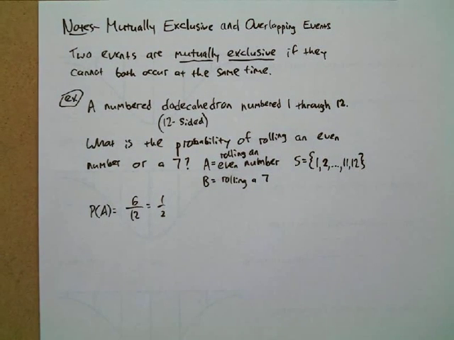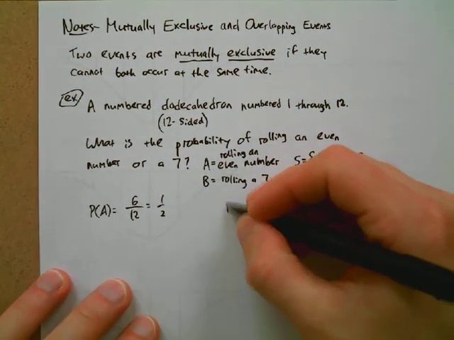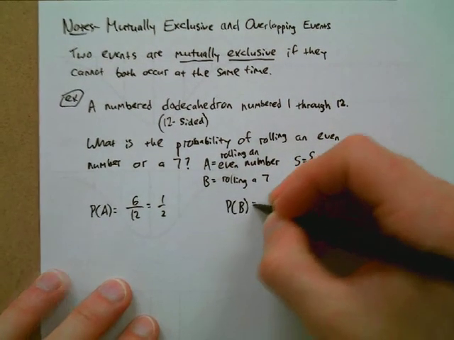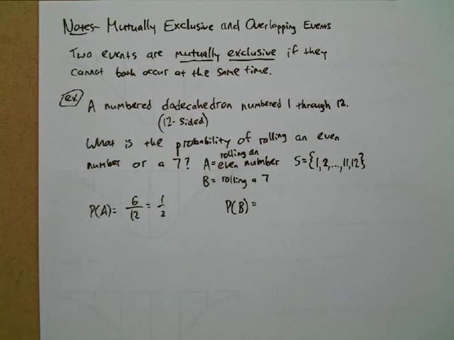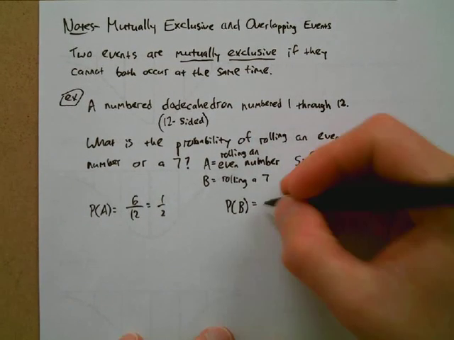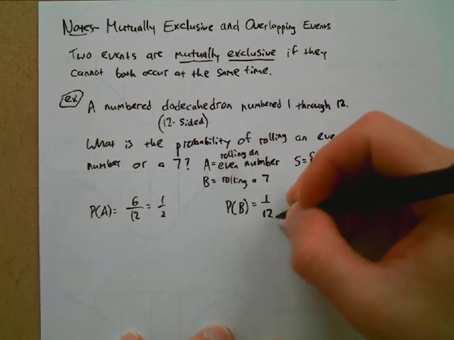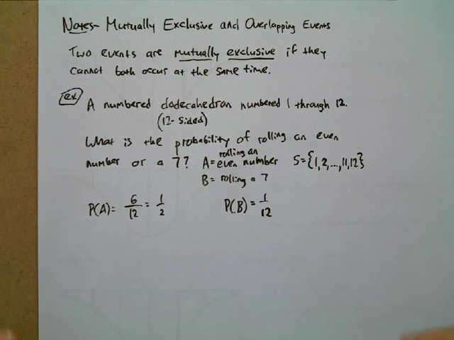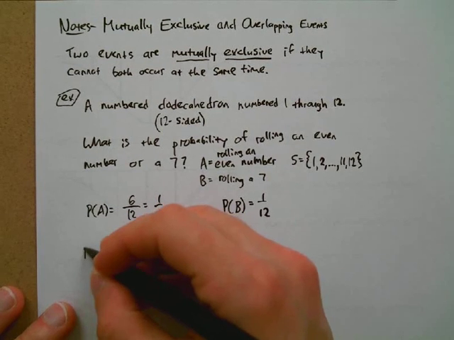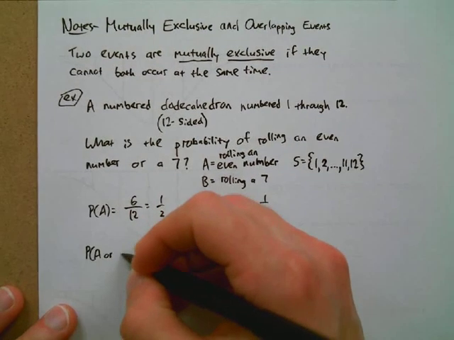Okay. What is the probability of just plain old B? So yeah, how many 7s are there on that die? 1, so it'll be 1 out of 12, which doesn't simplify. Okay. So then we want to ask, okay, what is the probability of A or B?